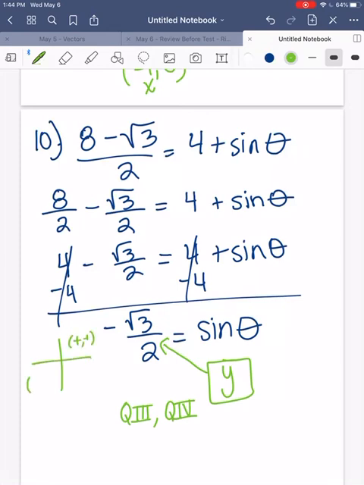Y is negative down here, you know. So positive, positive, negative, positive, negative, negative, positive, negative. So your y is negative there and there. So look in quadrant 3 and look in quadrant 4, and it should be 240 degrees and 300 degrees.